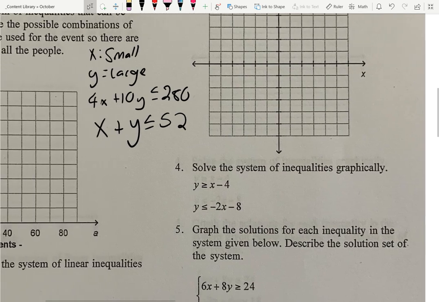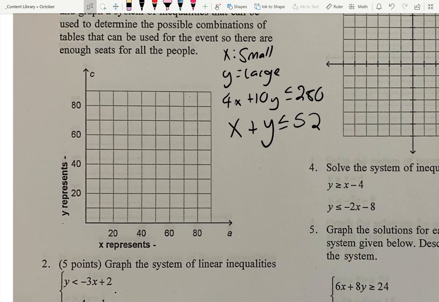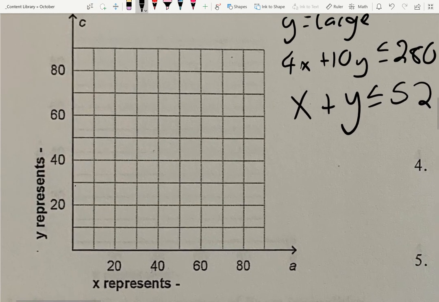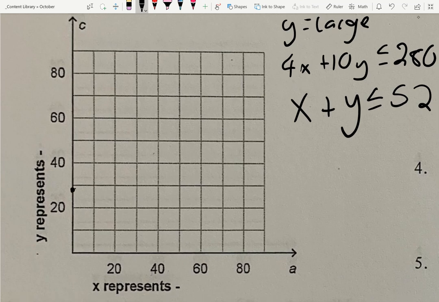So we're going to plot those points on our graph. Y-intercept is 28, which is going to be, let me zoom in on this. It's going to be about right here, just a little bit under 30. And then my x-intercept is 70, which will be right about there.